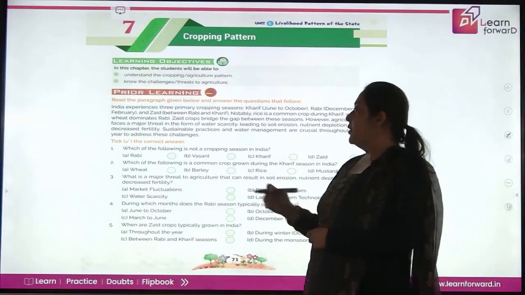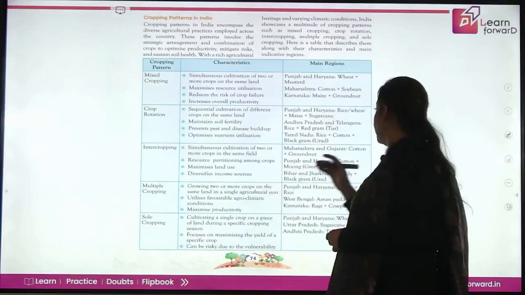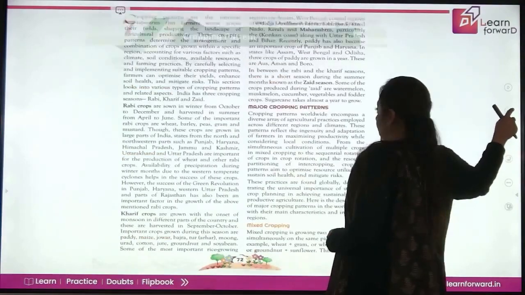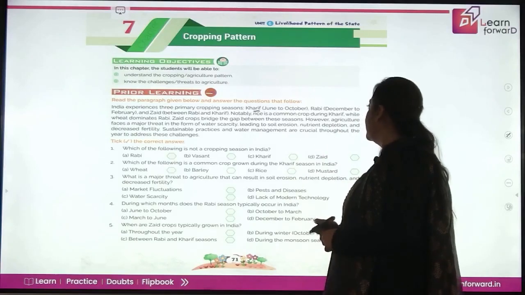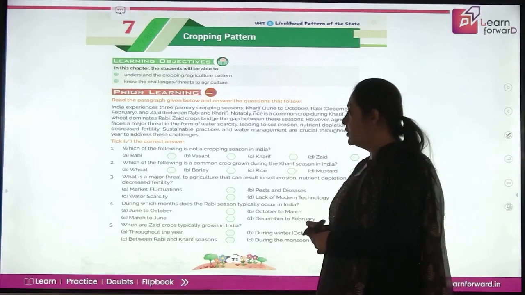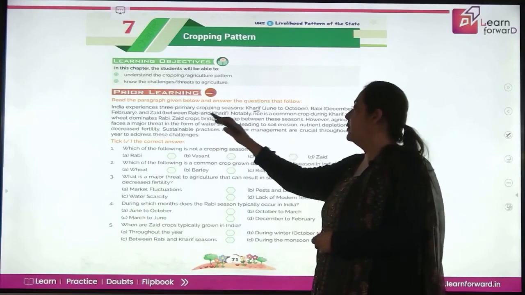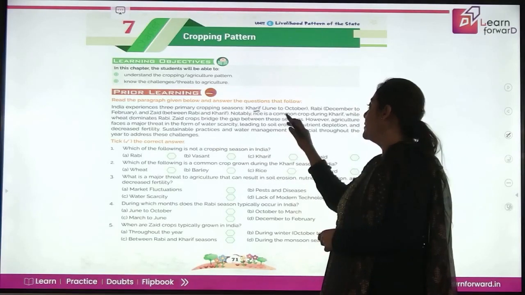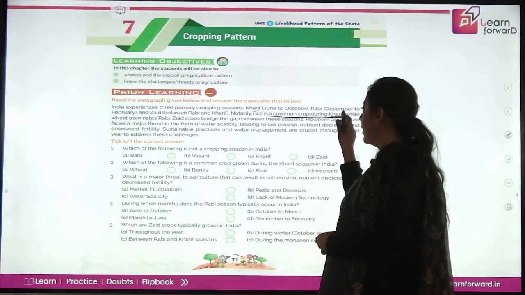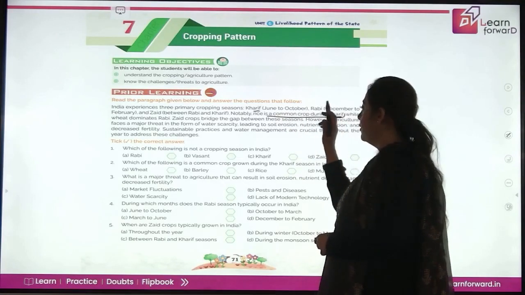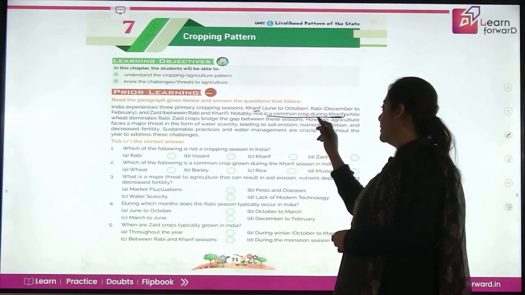Now, India experiences three primary cropping seasons. One being the Kharif season, which is from June to October, the Rabi season, which is from December to February, and the Zaid season, which is during the summers between the Rabi and the Kharif. Notably, rice is a common crop during Kharif. We have to remember that rice is the common crop during Kharif, while wheat dominates the Rabi, and Zaid crops bridge the gap between these seasons.